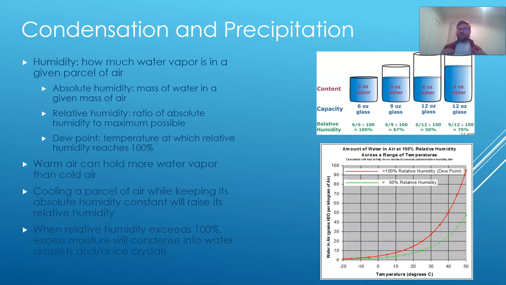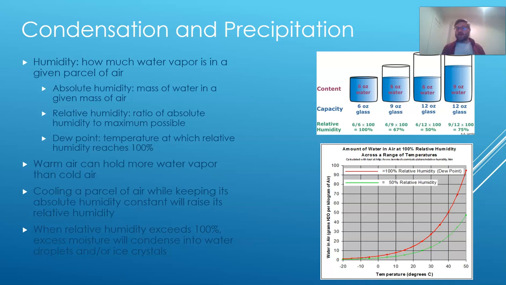But if you were to increase the size of the glass without changing the amount of water in it, now you've got 6 ounces of water in a 9-ounce glass. Now your glass is only 67% full. So your maximum that you could hold has increased, and so your percentage, your relative humidity, has gone down. And then in the third glass, your relative humidity has gone down even farther to 50% because now you've got 6 ounces of water in a 12-ounce glass.